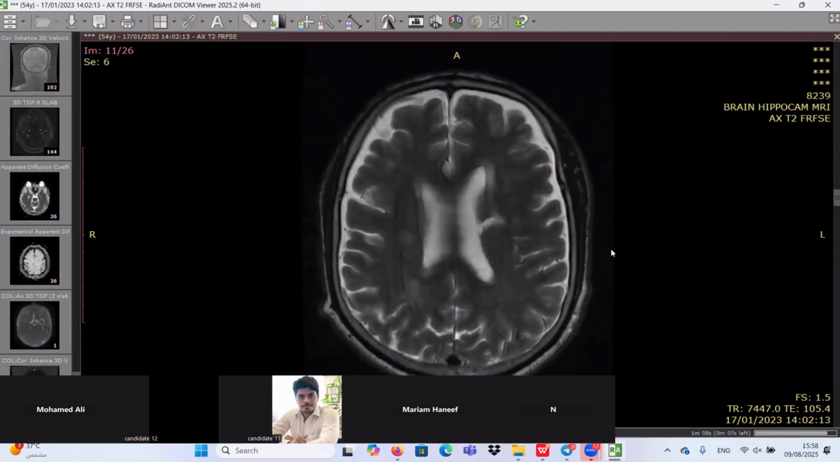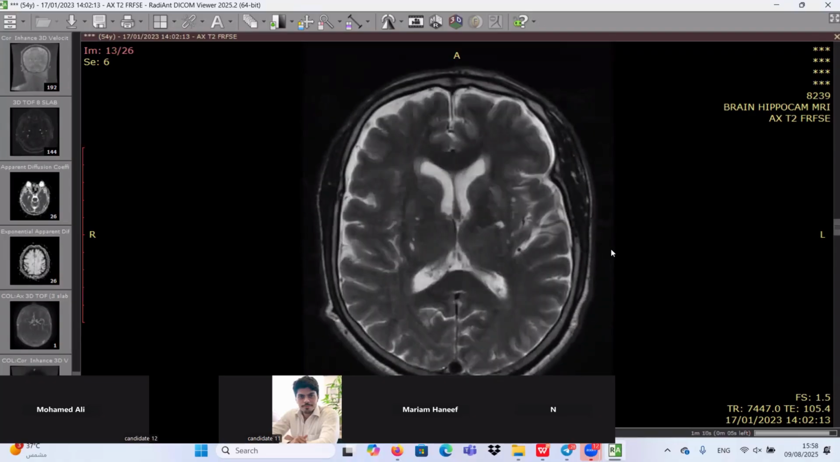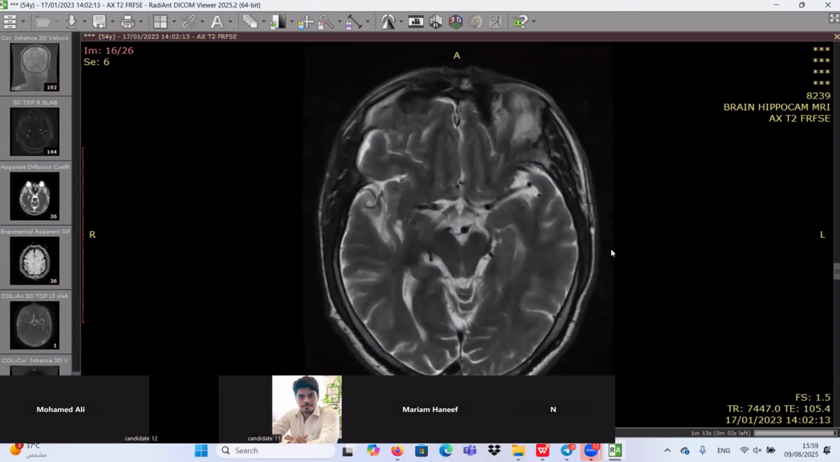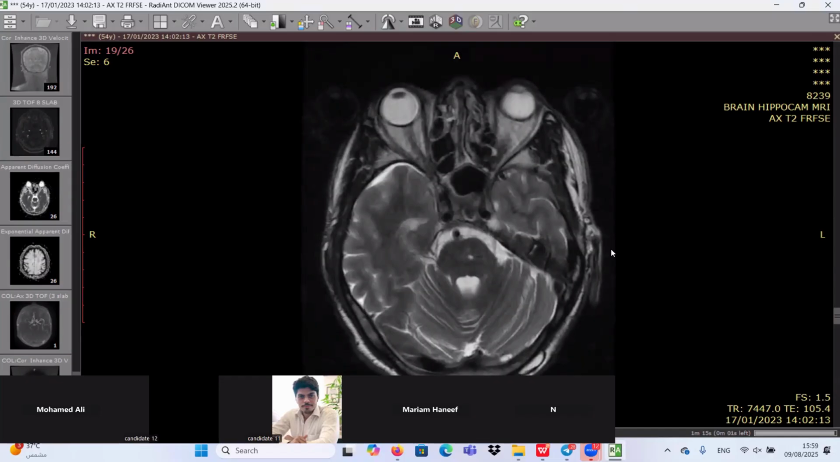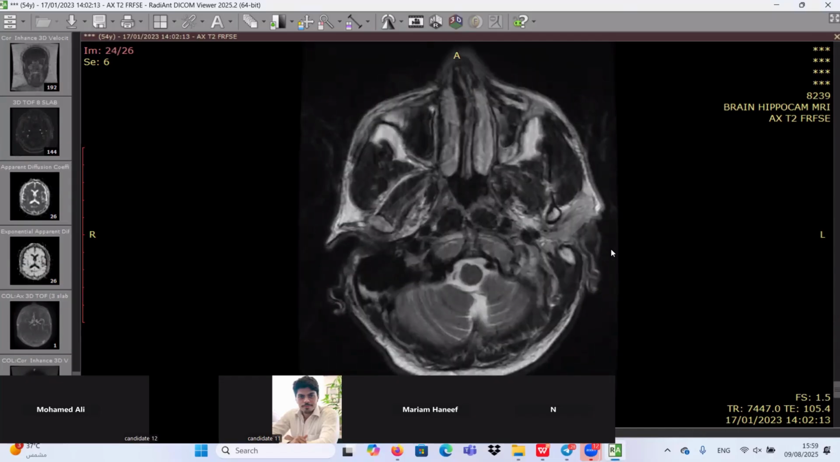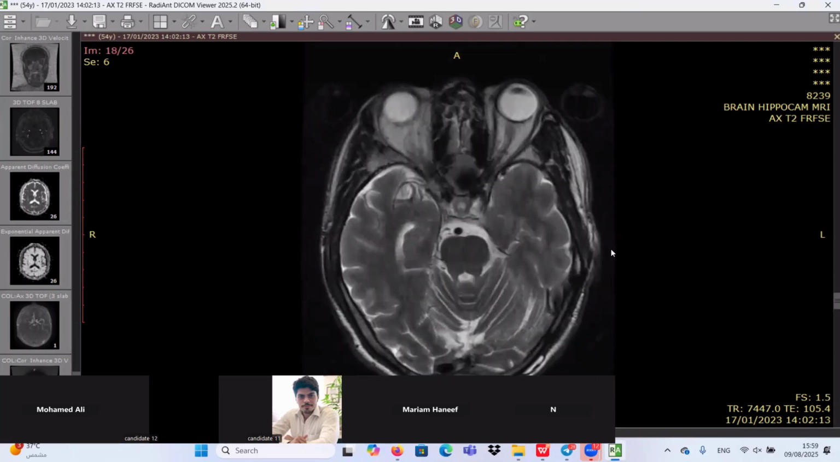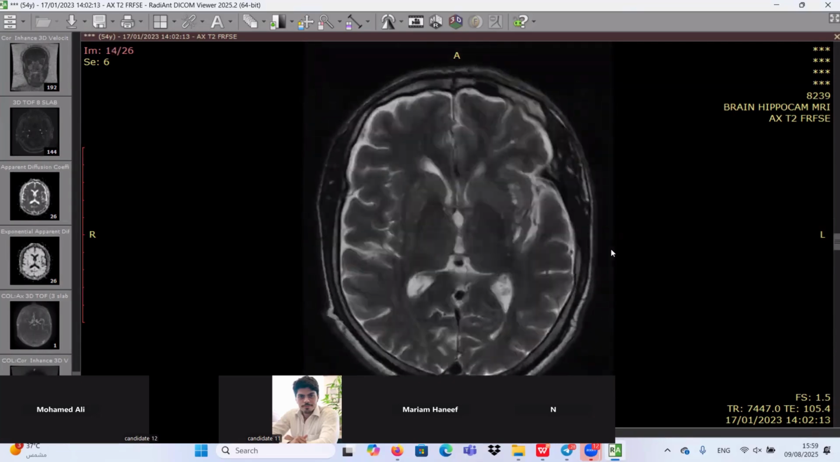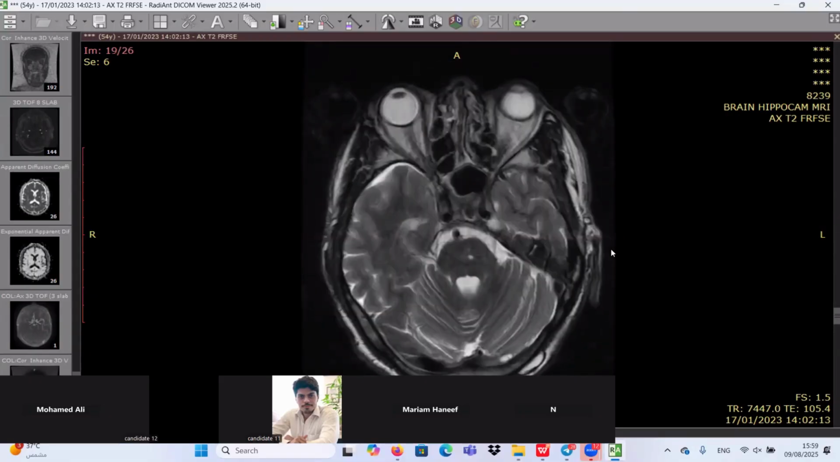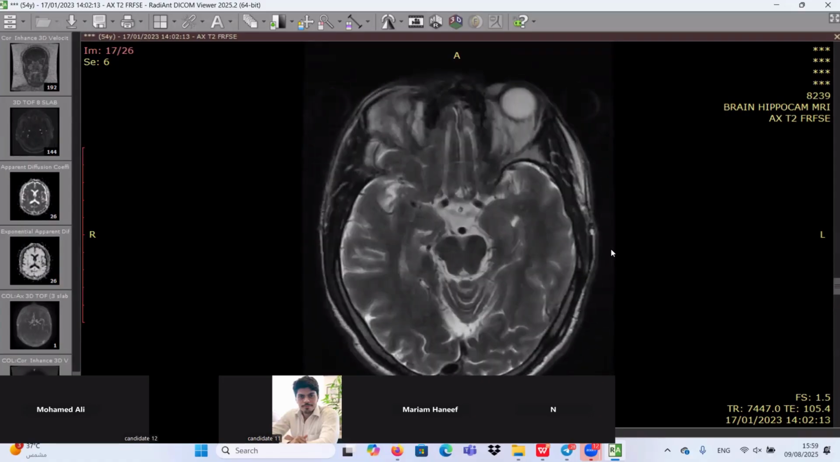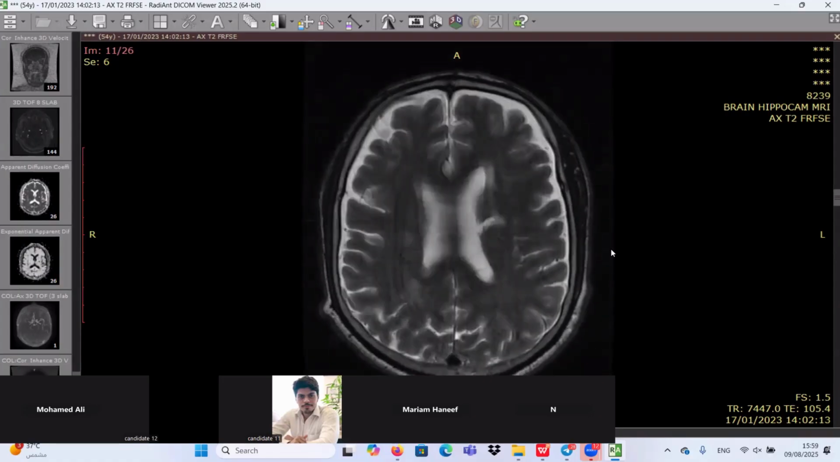Weighted images. I can appreciate that there is evidence of a small hyperintensity noted in the region of the pons. This one? Yes, this could be an old infarct. Old ischemic focus, maybe. Yes. And there is an elongated hyperintensity noted just in the left paraventricular region. Okay. Yes.